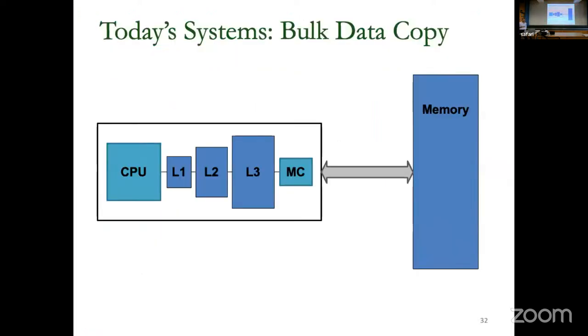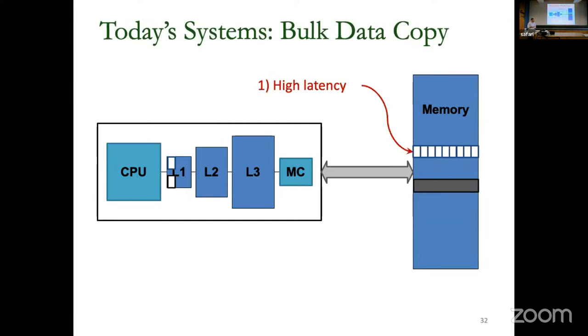So how is this, bulk data copy for example, done in today's systems? Here there is a diagram of the system. You have your CPU, your cache, your memory controller, your main memory. The data is stored in the memory, and you want to copy some data from this white box to the green box. In today's systems, the CPU is going to read a cache line at a time into the caches from the source data. Then it's going to read another cache line from the memory into the caches for the destination data. It's going to do the copying between those two cache lines. And then the data is going to be evicted back to the main memory.